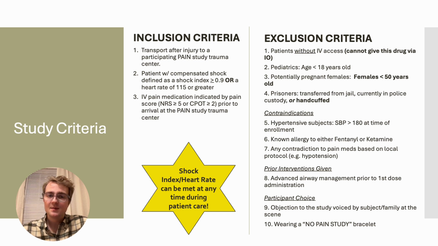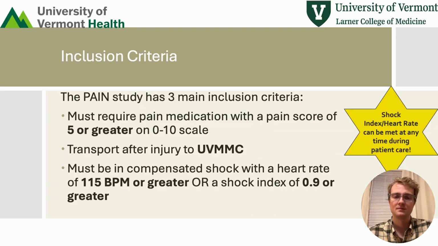So this study is comparing ketamine and fentanyl for pain. However, the study medication cannot be used in every situation where you would normally give fentanyl or a pain dose of ketamine. In order to be eligible for the study, the patient has to meet certain criteria. And there are what we call inclusion criteria and exclusion criteria. And in order for a patient to be eligible for the study, they have to meet all of the inclusion criteria and none of the exclusion criteria. So we're going to go through each of these criteria one by one on the next few slides.